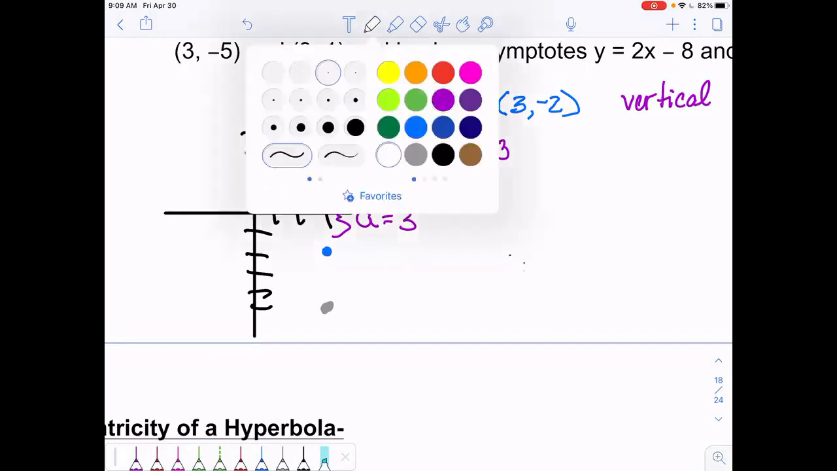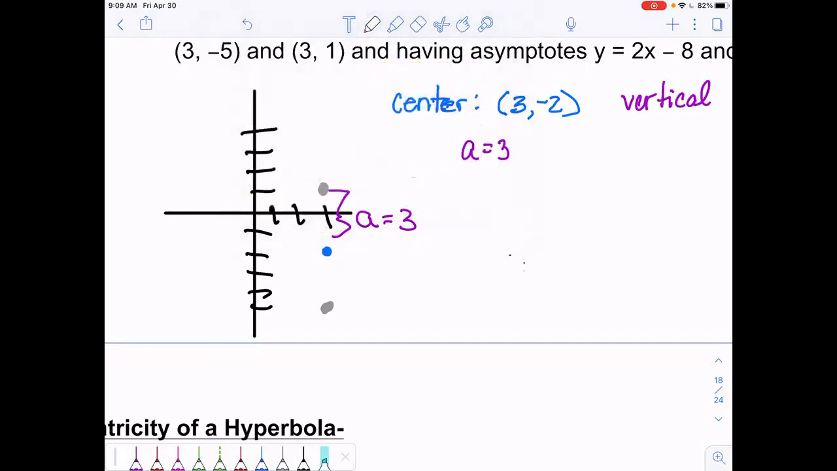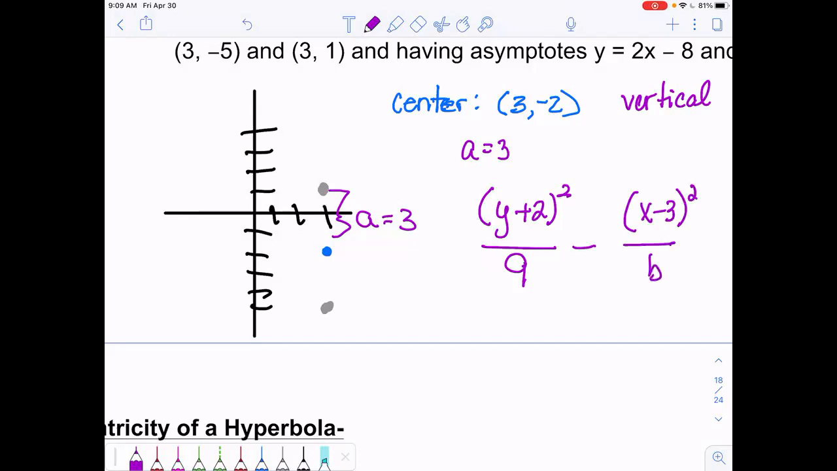So using that information, let's start to build an equation. So this is vertical. We have a center at 3, -2, and an A value of 3. What variable is first when it's vertical? Yeah, the y. So it's going to be what, Joe? And we don't know what it's going to be over yet, because that's where b squared is located. And then it's supposed to be equal to 1.